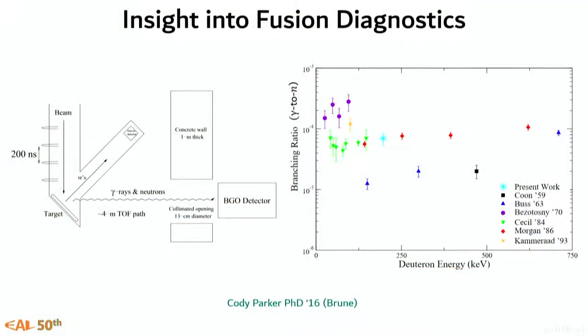And so you heard a bit about this from Cody earlier. She did a measurement at the Edwards lab where they looked at the ratio when you fuse tritium to deuterium. How often do you emit a gamma ray versus how often do you emit a neutron? And she was able to add to the body of literature there. And there's still a lot of open questions, of course, but nonetheless, this reaction really helps us learn about both astrophysics and applications.